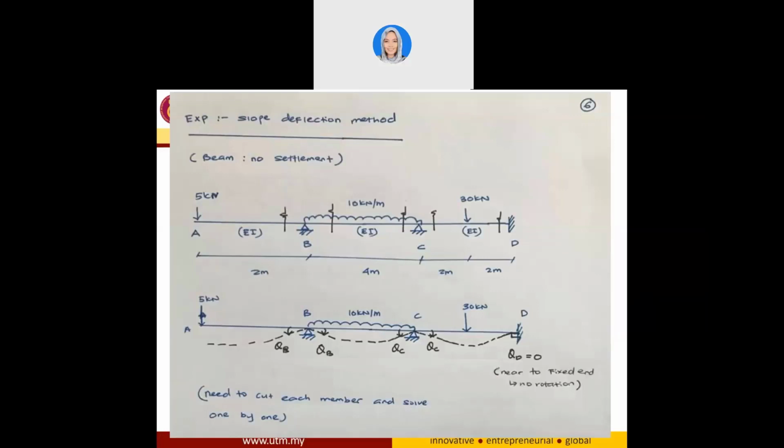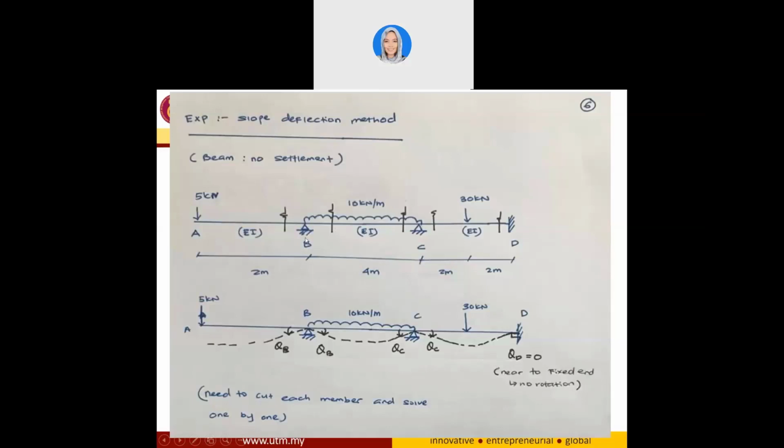Just to recap what we have already done, this is our beam, and it has three spans, AB, BC, and also CD. At point A, we have a 5 kilonewton point load, and between B and C, we have a uniformly distributed load of 10 kilonewton per meter. And between C and D, we have a point load of 30 kilonewton.